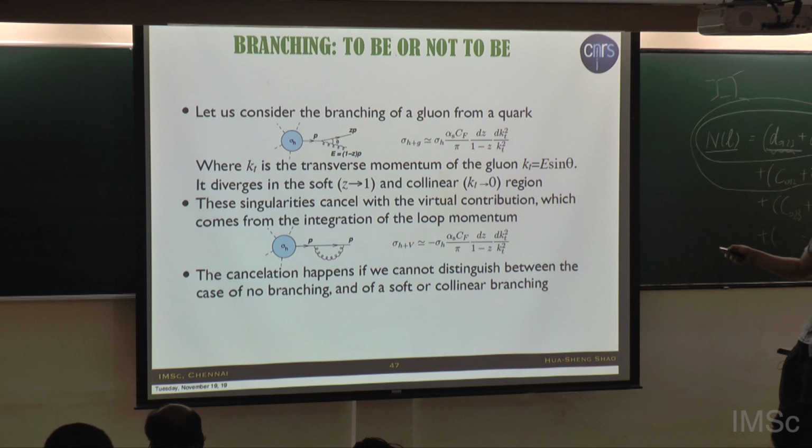So you can write it this way. In general, you can write dz over 1 minus z and dkt squared over kt squared. When z goes to 1, of course, the gluon is soft, right? And when kt goes to 0, or the theta angle is 0, it goes to the collinear limit, right? So these are the two limits. And these singularities can be cancelled by the virtual, for example, these diagrams. It gives exactly the minus sign of this one. So that means the cancellation happens.